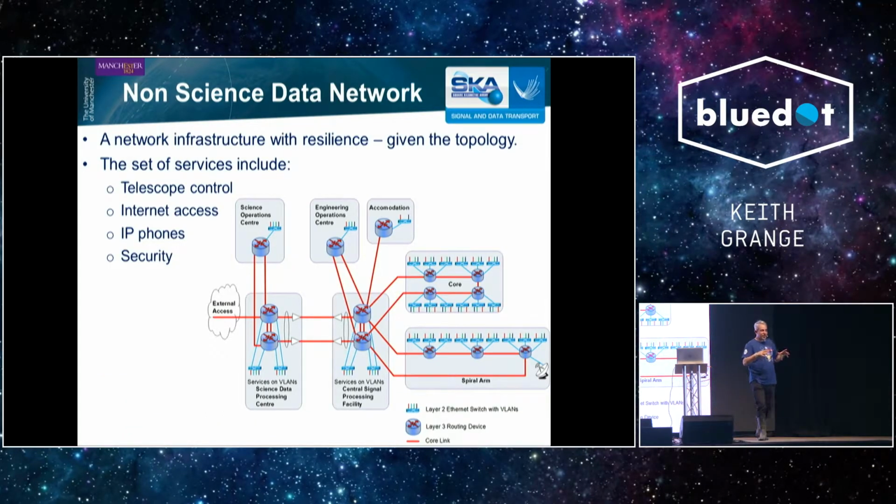We also, at the same time, have to produce a network which allows us to control the telescope. All of these telescopes, as I said before, actually have to work together. They've got to be pointing in the same direction so that you can actually combine the signals together. So we need a network which allows us to do the telescope control, allows people to access the outside world, provides phones and things like that, and also deals with security. So we've designed a network with resilience, so if things fall down and break, then the whole telescope doesn't just grind to a halt.